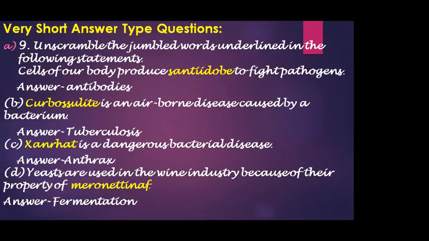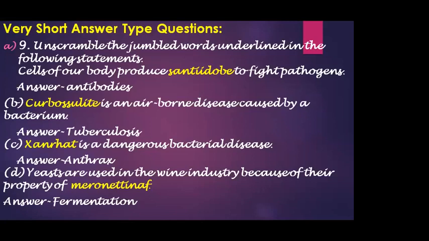Question number 9. Unscramble the jumbled words underlined in the following statements. A. Cells of our body produce dash to fight pathogens. Here, if you unscramble it, you will find the answer is antibodies. Cells of our body produce antibodies to fight pathogens. B. Dash is an airborne disease caused by bacterium. Again, if you unscramble it, you will find the answer tuberculosis. Here, tuberculosis is an airborne disease caused by bacterium.